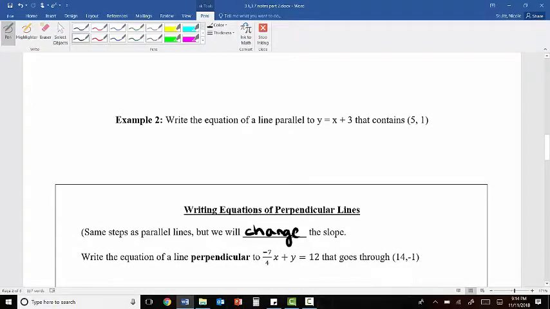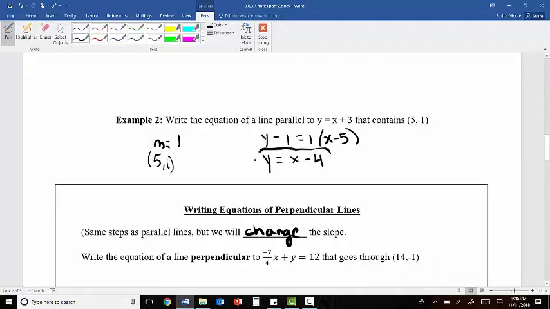So we'll do one more here. Write the equation of line parallel to this one. So y is already solved. That means you're good to go. You can just identify what your slope is going to be. So in this case, it's 1. And it goes to the point 5, 1. So we're going to set up y minus y1, which is 1, equals m, which is 1, times x minus x1, which is 5. And then we just solve. And if you go through the steps, you should get x minus 4.